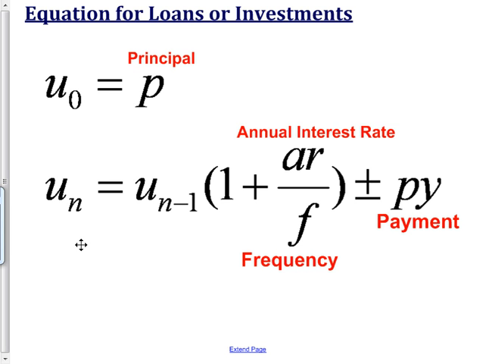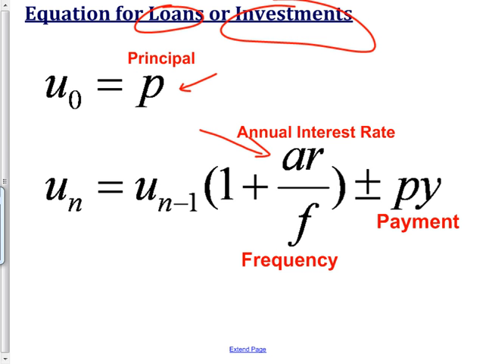Okay, so here is our big general formula for the loans or investments. The principal goes here, like how much you borrowed or how much you invested. The annual rate, the interest rate, goes there. That tells you how many times it's compounded, like monthly, you'd put 12, or if it's quarterly, you'd put a 4 here. And payment or deposit goes here.